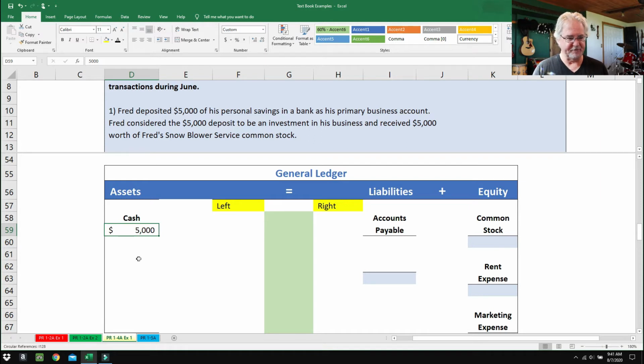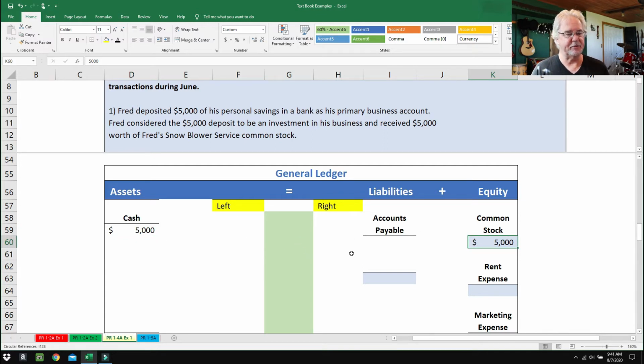Now the whole objective of this accounting is to keep the left side balanced with the right side. If we can do that, we can do accounting. So let's see how this is going to work out. Fred considered the $5,000 deposit to be an investment in his business and received $5,000 worth of Fred's Snowblower Service common stock. So let's put $5,000 under common stock. Taking care of the mechanics here, we've got $5,000 on the left-hand side, $5,000 on the right-hand side. So our accounting equation balances.